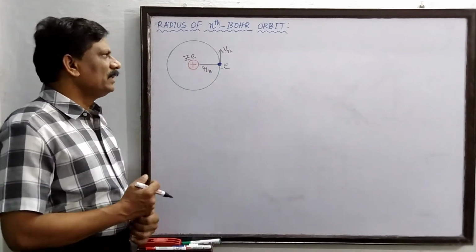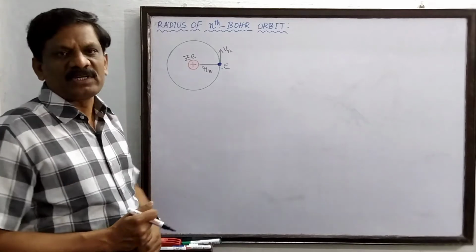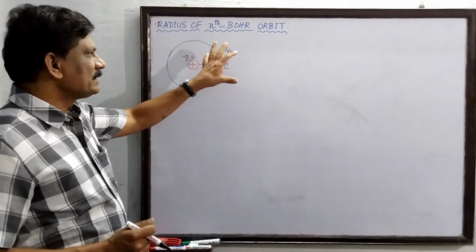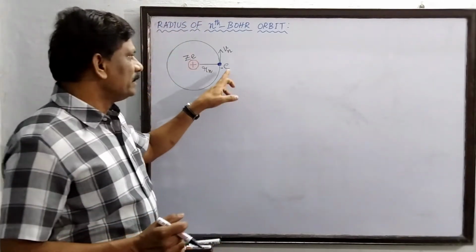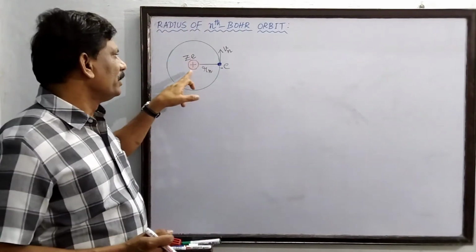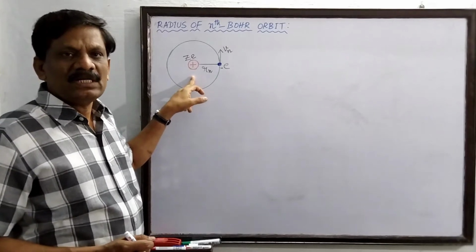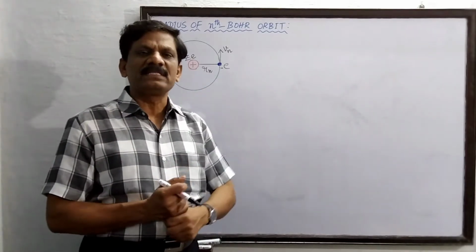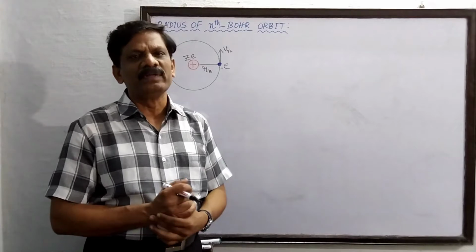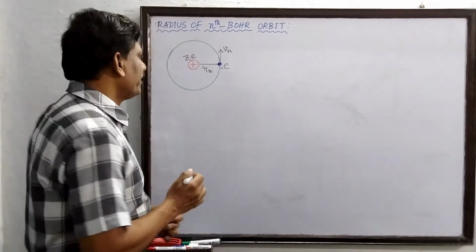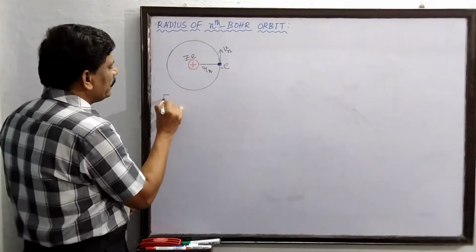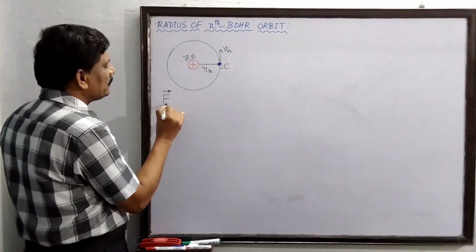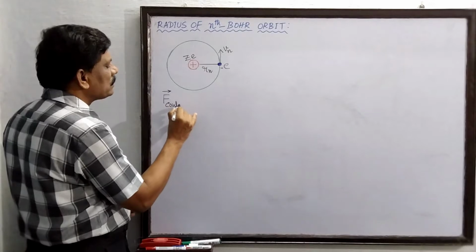To start with, I will write the expression for the forces experienced by the electron. The electron is negatively charged and the nucleus is positively charged. So there will be a Coulomb force, or electrostatic force, of attraction between the two charges. I will write the expression for the Coulomb force in vector form. So this is the Coulomb force.